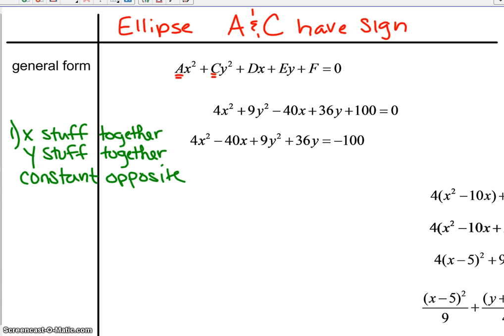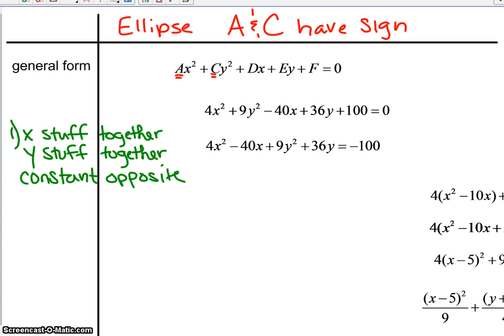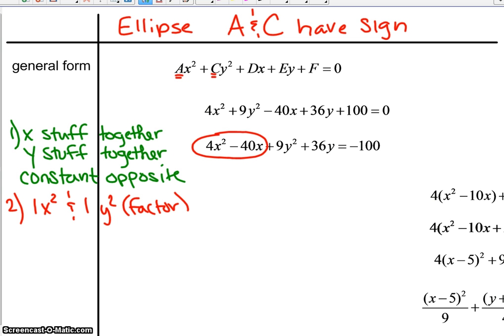So we bring this over. What I now have is 4x squared minus 40x plus 9y squared plus 36y. Next, what I need to do is make it so it's 1x squared and 1y squared. So I need to factor out of these pieces. I need to factor just out of the x pieces.